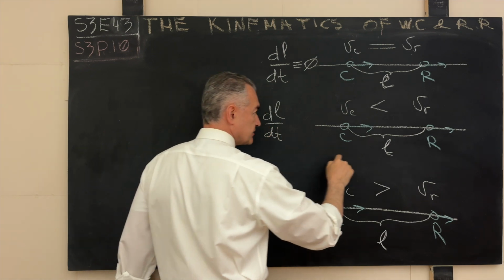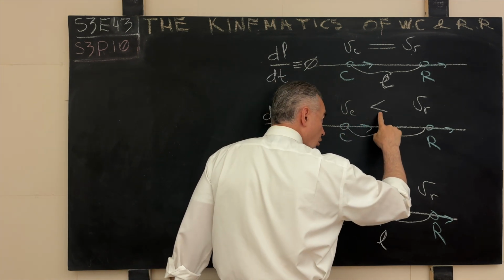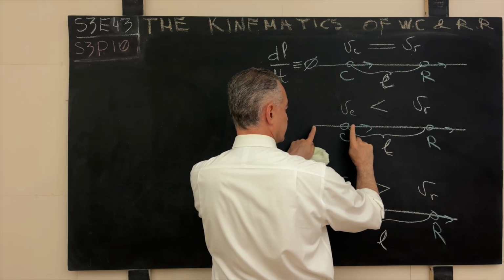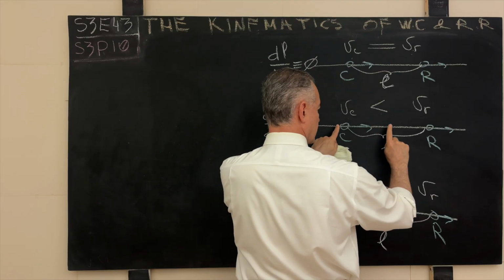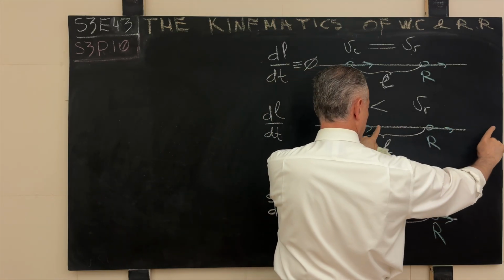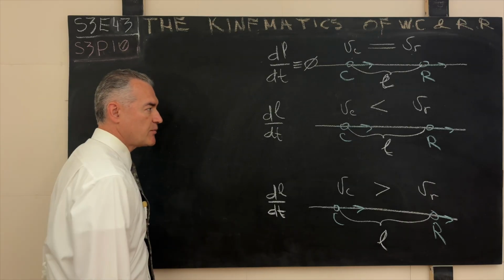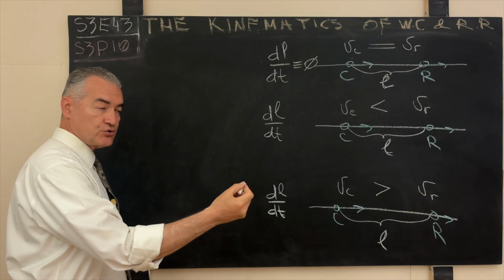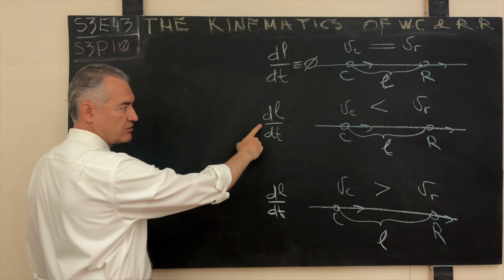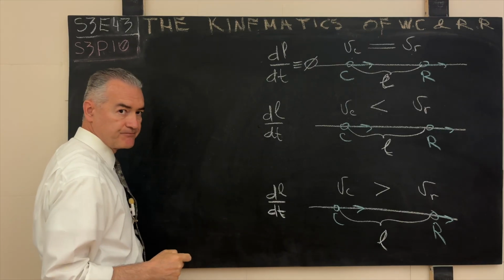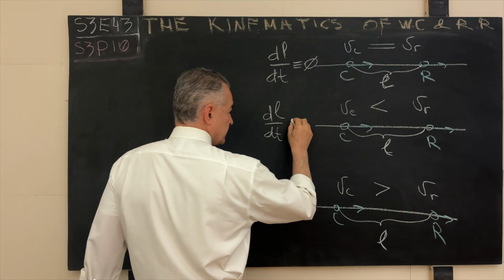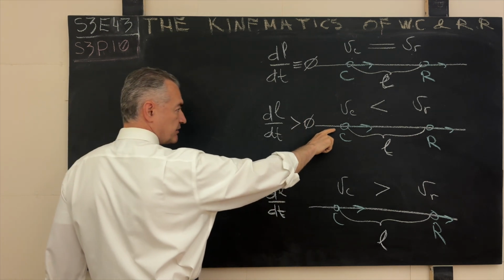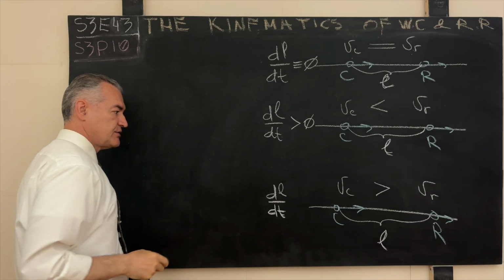Let's take the second case. The velocity of the chaser is smaller than the velocity of the runner. So in other words, over time the runner gets further and further away from the chaser. In this case, what happens to the linear distance between the points C and R? That distance grows. So what can you tell me about the first derivative, dl over dt? The answer is correct. This time the derivative will be strictly greater than 0, because when the magnitude grows, the rate of its growth is strictly positive.